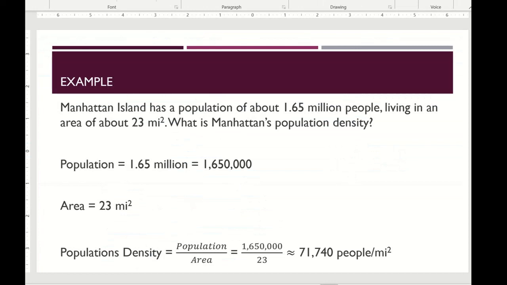So if we go back to the worksheet, again, same thing, a population of 1.65 million turns into 1,650,000. We get our area, we plug it in, and this one I rounded to the tens place, so you get 71,740 people per square mile.